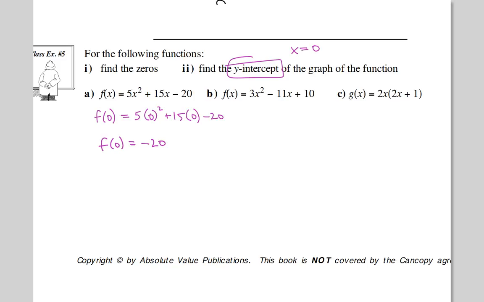So why was that so easy? Look at the function. Take x, square it, and times it by 5, and then add x times 15, and then subtract 20. Does the first term depend on x? Does the second? Does the third? What's the third? Negative 20. He's always negative 20. So when x is 0, you have the y-intercept, the constant. So you come to realize that the y-intercept is the constant.